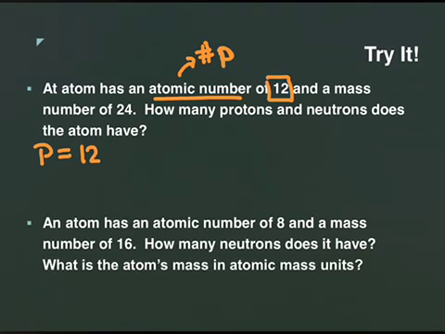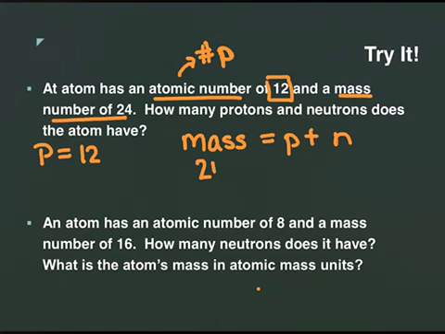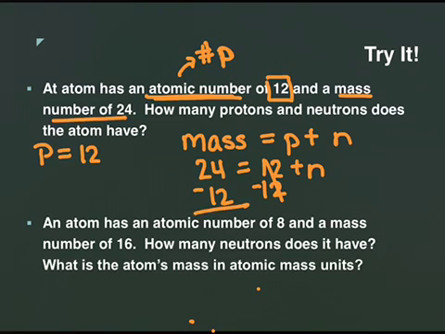So then we look at our mass number, and the mass number equals the number of protons plus the number of neutrons. So in our case, we know the mass number is 24. Because of the atomic number, we know its number of protons is 12. And so that allows us to just solve for n. So we just simply subtract 12 from each side. Oops, sorry, not divide. And we get that we have 12 neutrons.